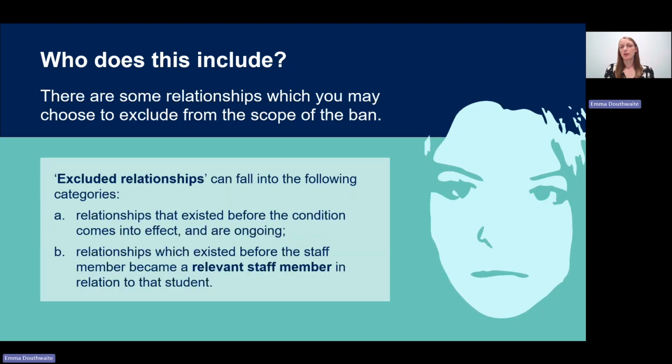There are some relationships which you may choose to exclude from the scope of the ban. Excluded relationships can fall into the following categories: relationships that existed before the condition comes into effect and are ongoing, and relationships which existed before the staff member became a relevant staff member in relation to that student.